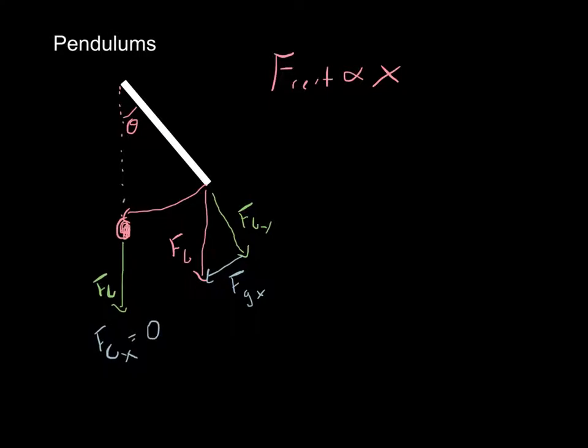Which, if you remember, is very similar to our spring mass problem where we had our spring moving back and forth, and right in the very center our force was 0 and our acceleration was 0, but that's where we're moving the fastest. Very similar to our pendulum.